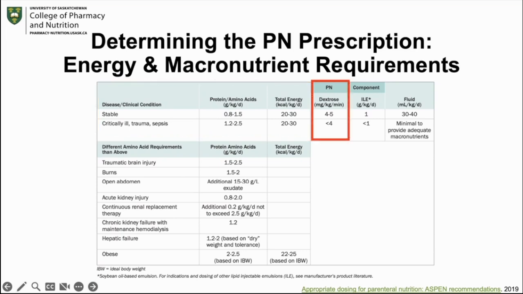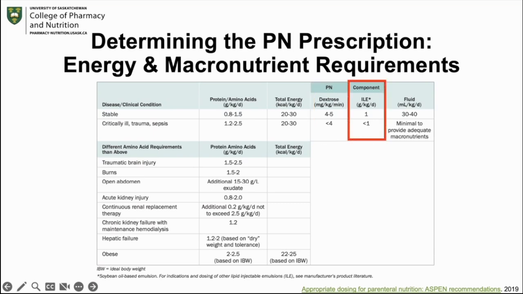Something else that a dietitian needs to consider when formulating their final PN prescription is how much carbohydrate is being infused on a per minute basis, as infusing greater than 4 to 5 milligrams dextrose per kilogram per minute will exceed the maximum amount of dextrose the liver can oxidize, resulting in hyperglycemia and other complications.